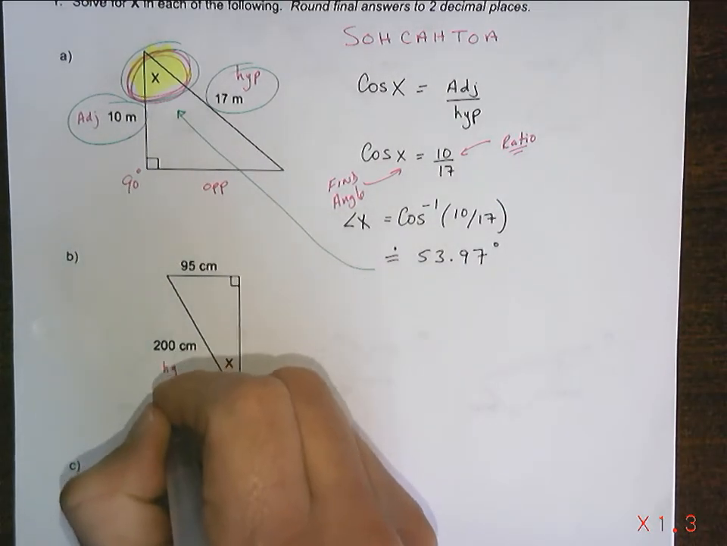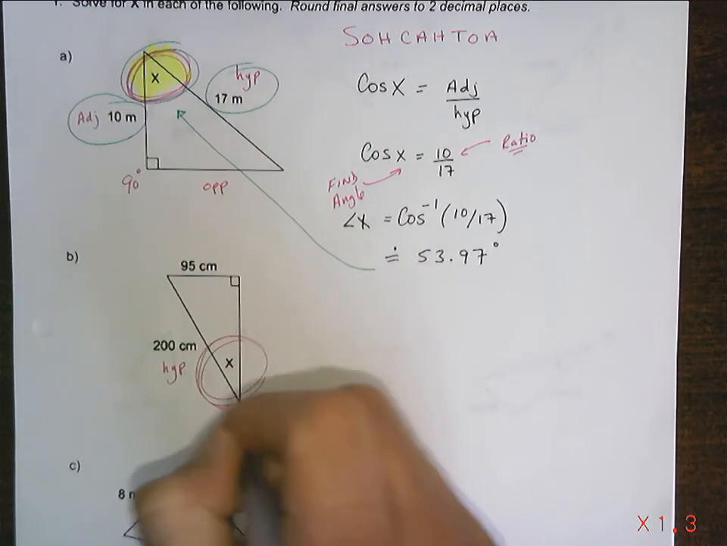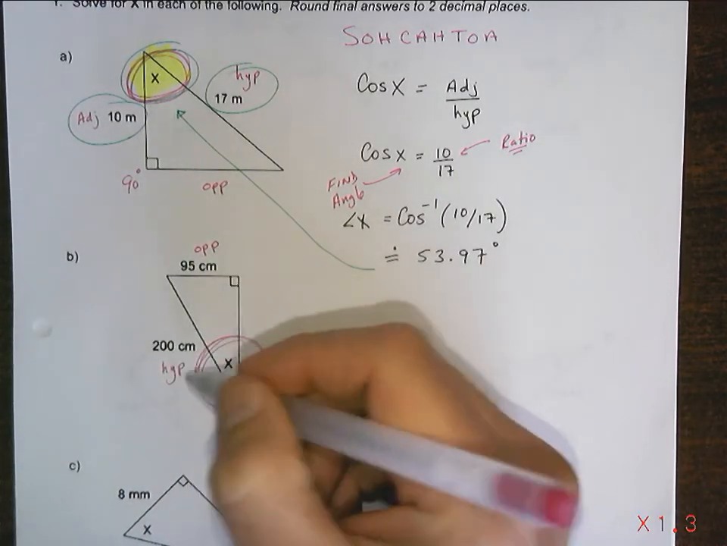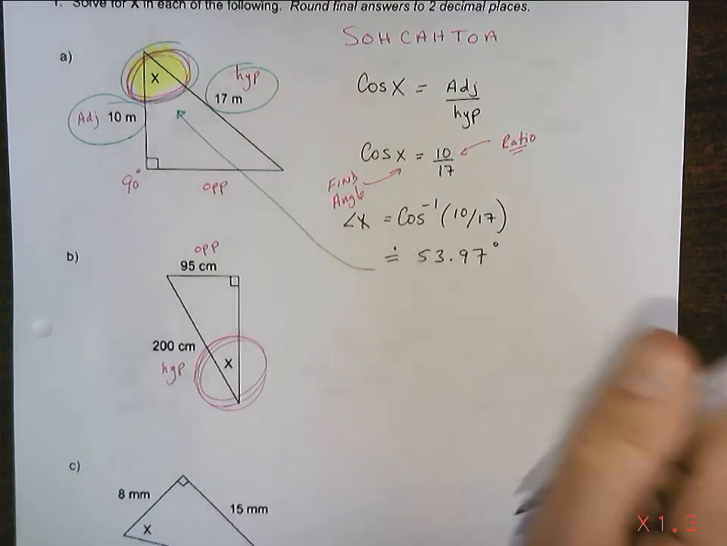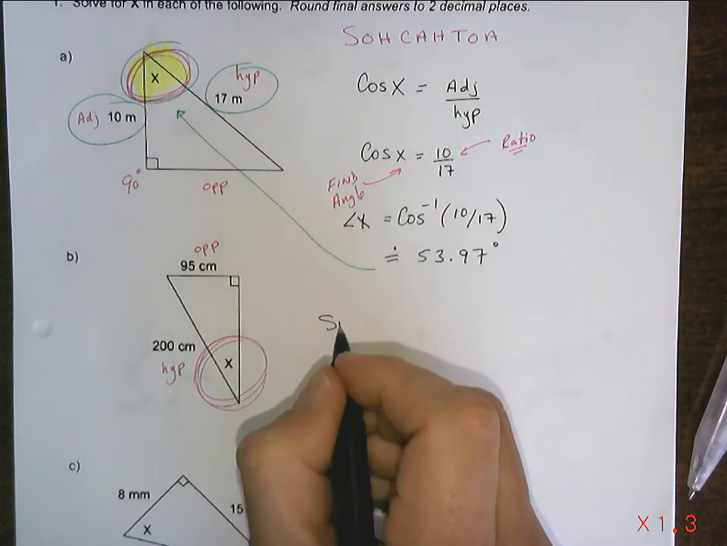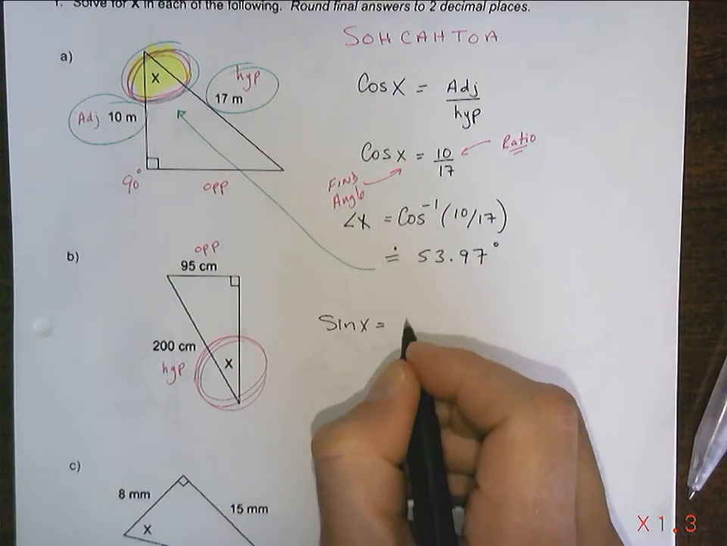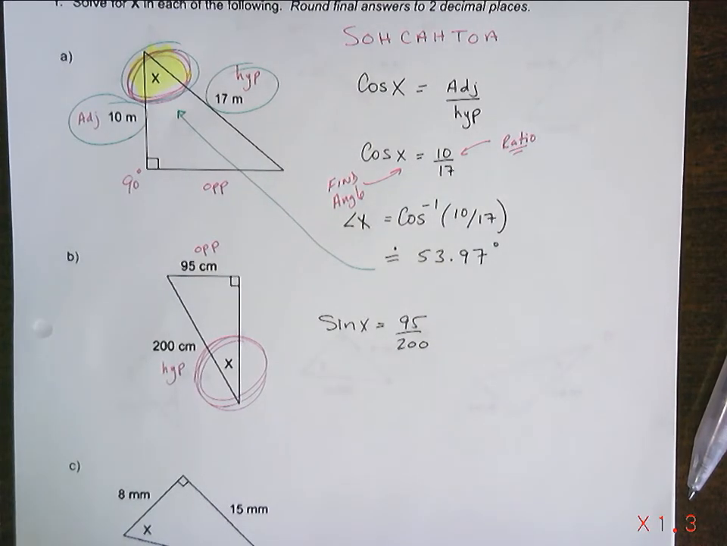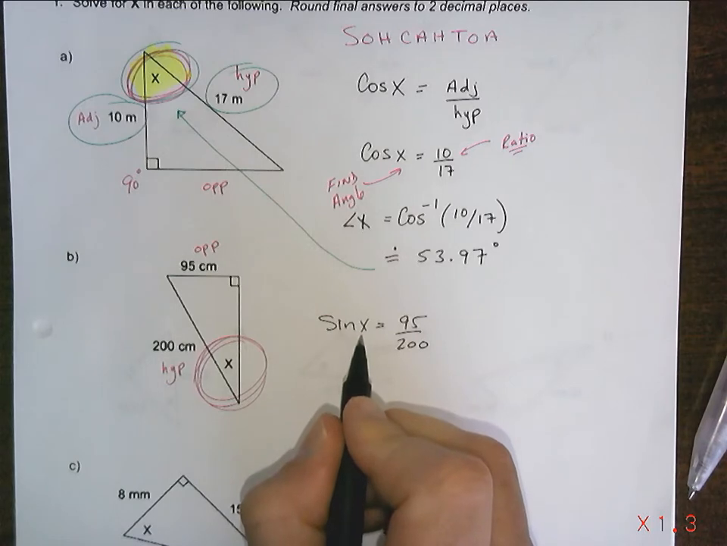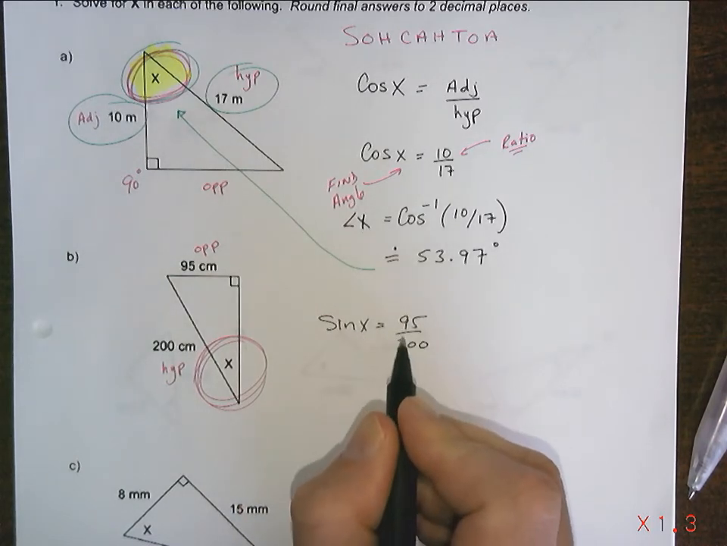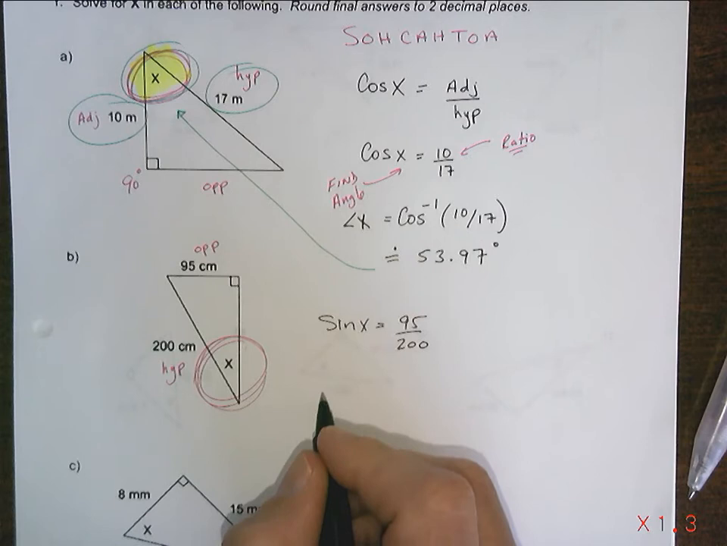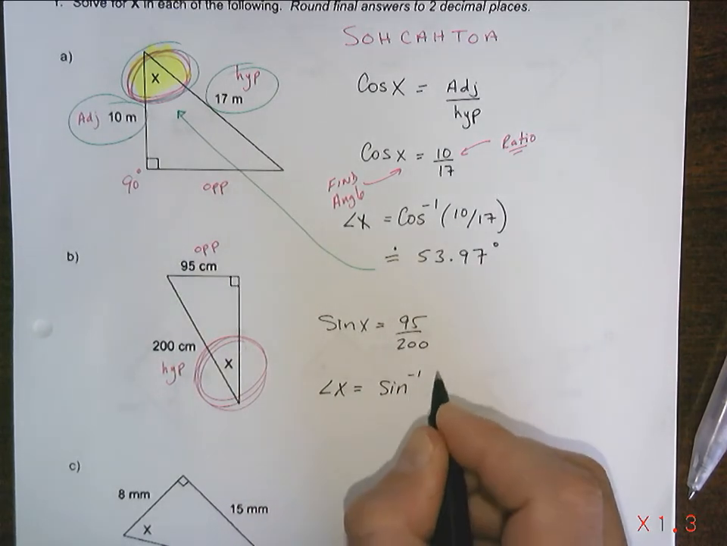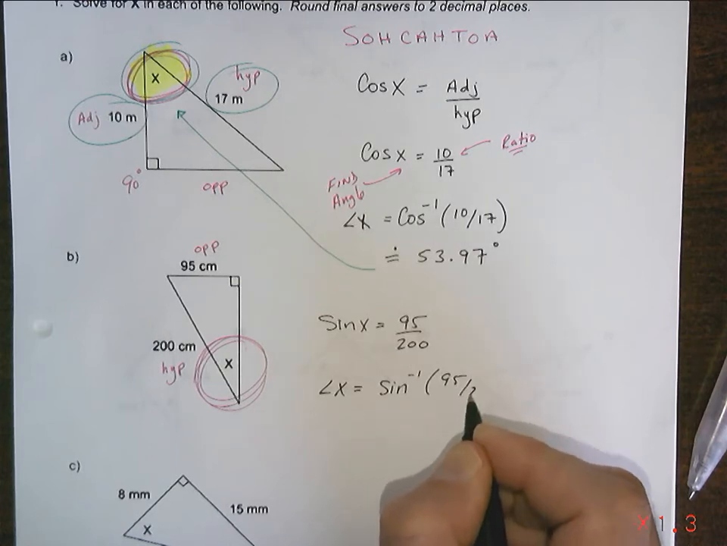Here's my hypotenuse. Here's my angle. Here's my opposite. What uses opposite and hypotenuse? Sine. So it's going to be sine of x equals 95 over 200. Notice I'm after an angle measurement. This is a side length ratio, so we have to use the inverse. Angle x will equal sine inverse 95 divided by 200.